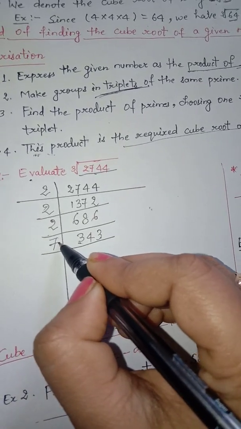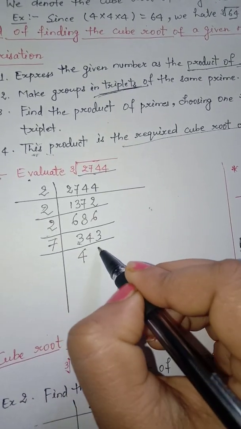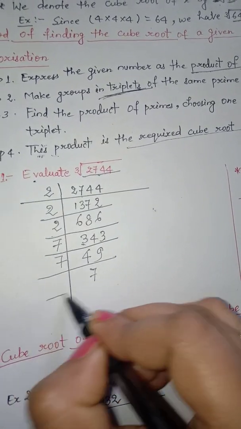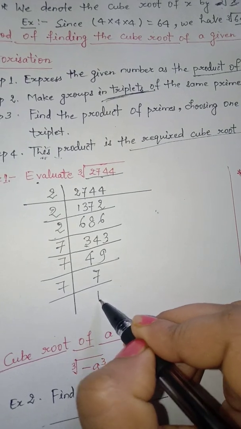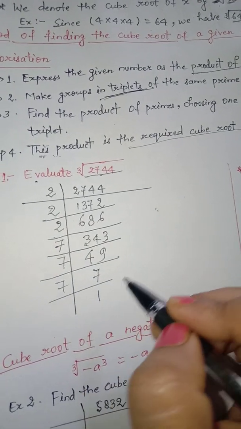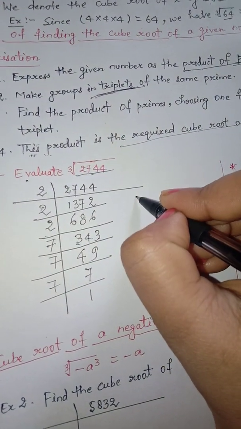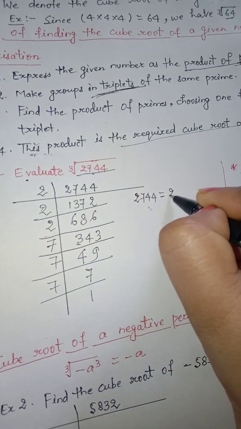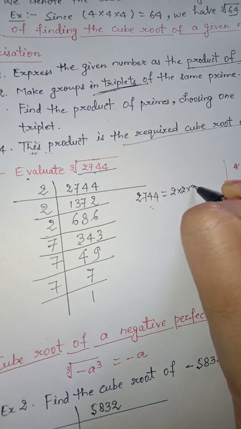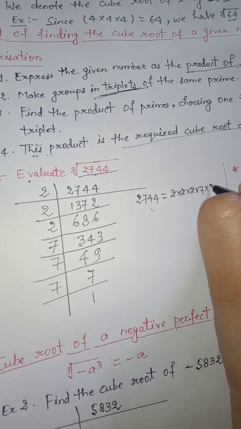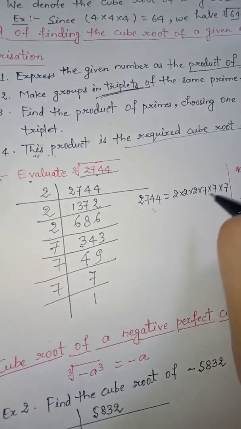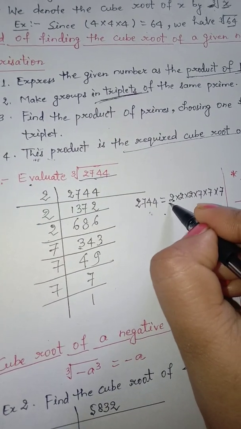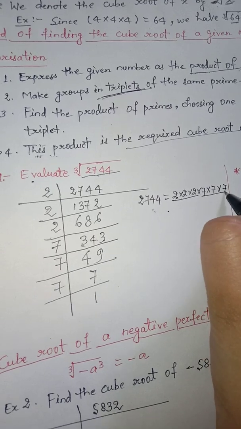So by 7, 7 times 49 is 343. Again by 7, it gives 7, and 7 ones are 7. So by prime factorization we have 2744 equals 2 into 2 into 2 into 7 into 7 into 7. And in the next step we will make triplets.